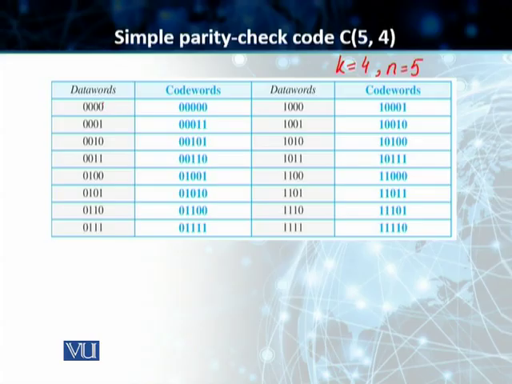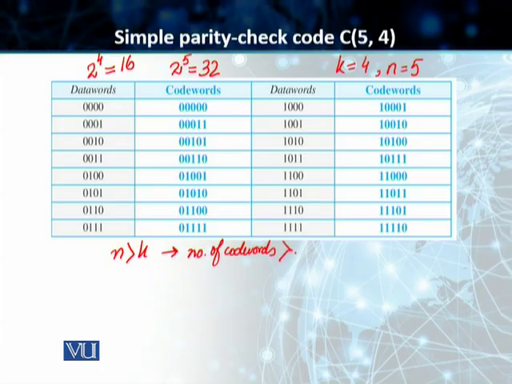Students, in the first case, we had k equal to 4. So I told you the total number of data word combinations that we are going to have in this case is 16. Then you have your n equal to 5. So the total number of code words that are possible is 2 raised to the power 5, and that is 32. So n is always greater than k, and therefore, once again, as we have gone through this concept before, your number of code words is always going to be greater than your number of data words.